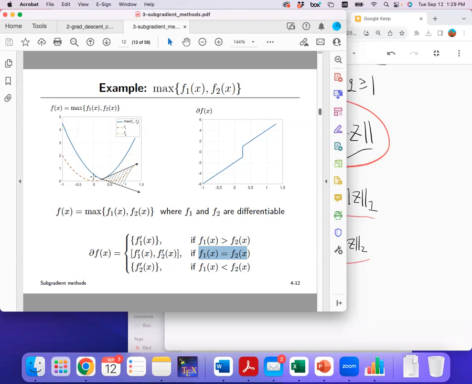At that point, the subdifferential, as you can see from this figure, is anything between these two tangent slopes. So it is between these two derivatives. And this is the subdifferential plot. At this non-differentiable point, there's a vertical line segment, and anything within this vertical line segment is a subdifferential.